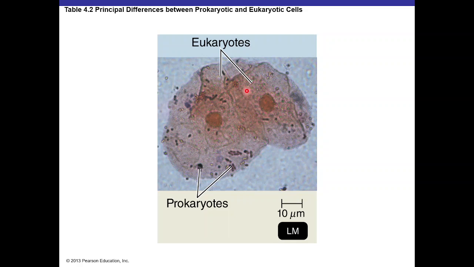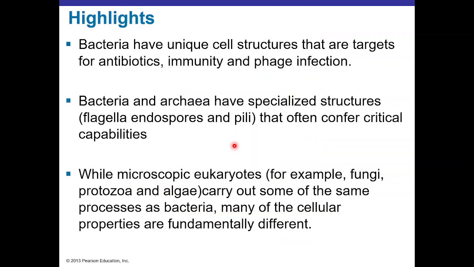So these are eukaryotic cells. This is the nucleus, this is the cytoplasm, and all of this is prokaryotic cells infecting these eukaryotic cells. And this is a view with light microscopy. So even with a light microscope, we can see the size difference between eukaryotic and prokaryotic cells.